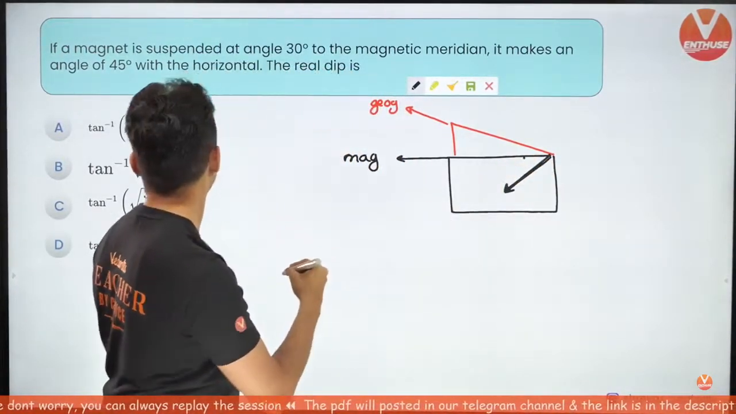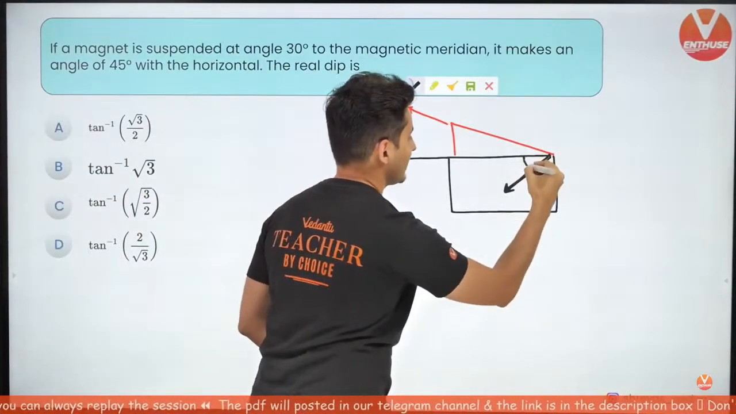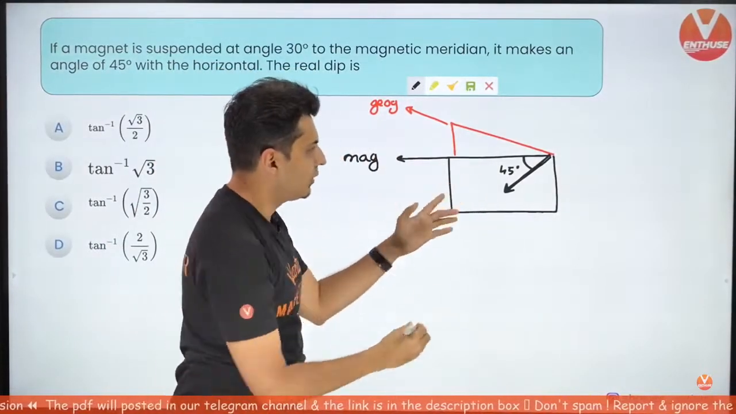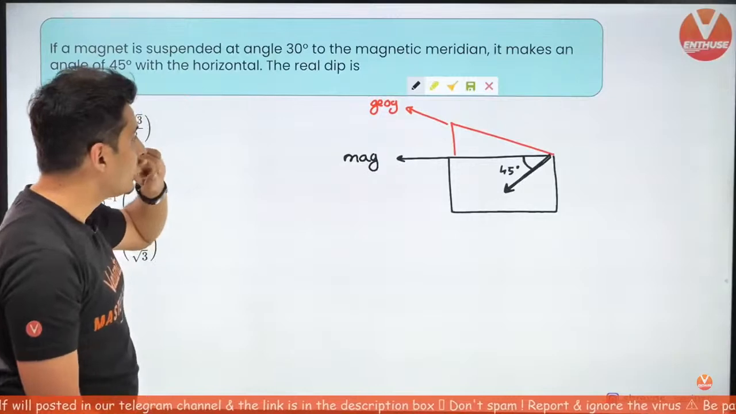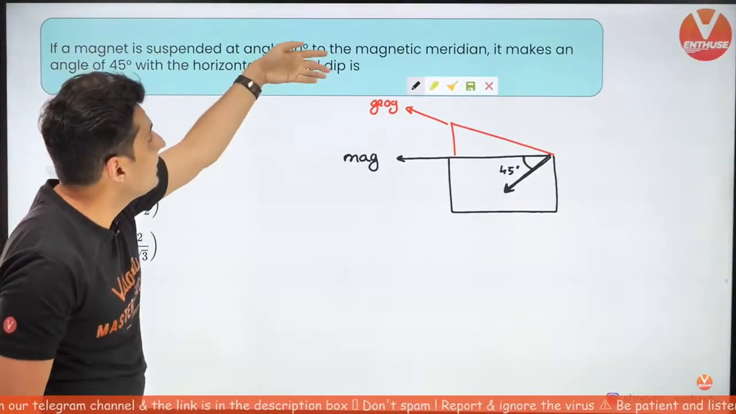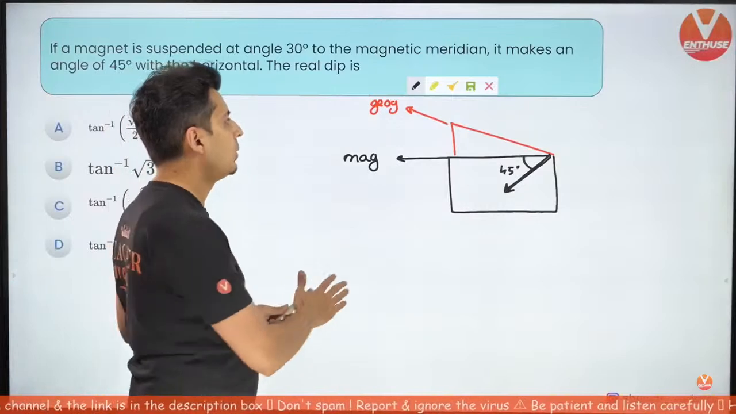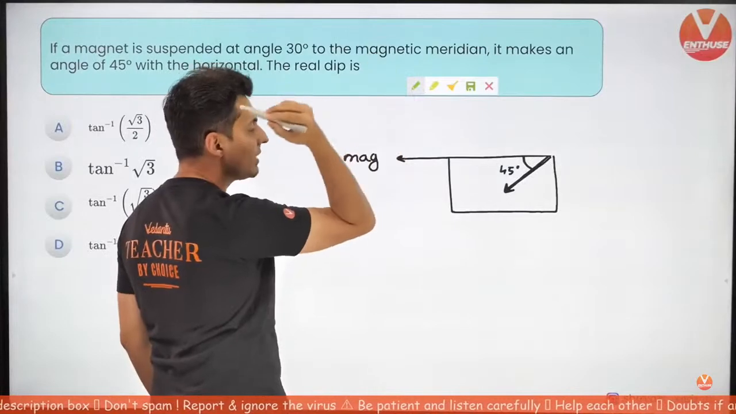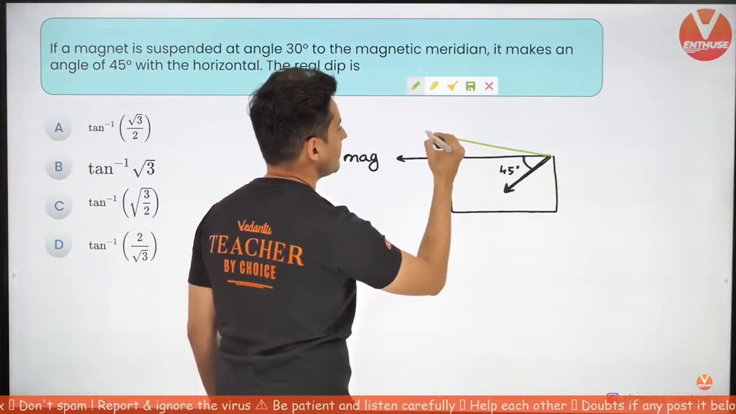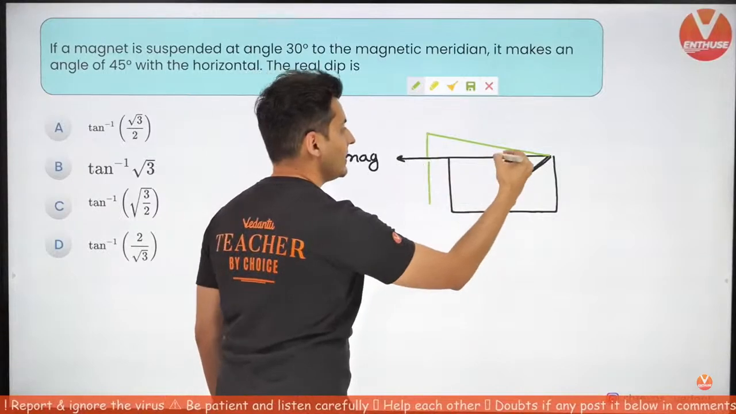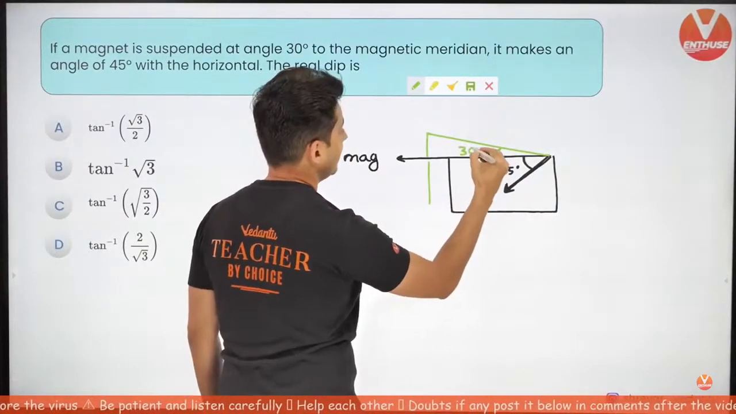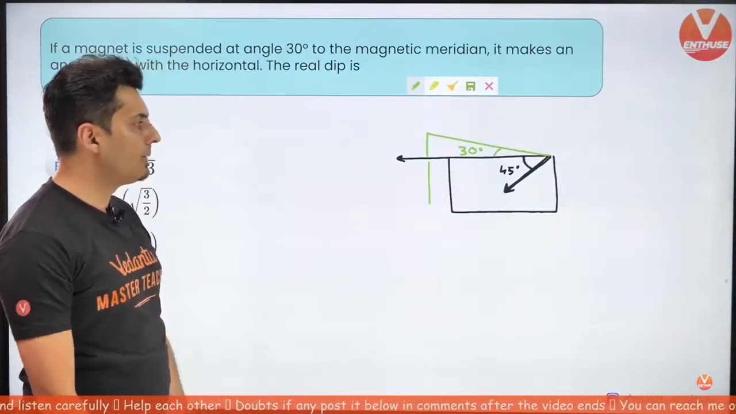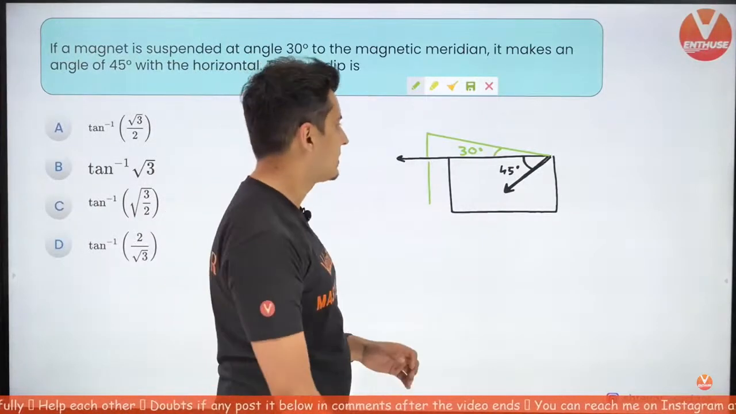That means, okay, it's like this. This is 45 degrees. Good. And 45 degrees with the horizontal. Fair enough. Now, the magnet is suspended 30 degrees to the magnetic meridian. So you are taking some random plane now, not even the geographical plane. Okay, let's say this is some random plane, and this is basically 30 degrees. The question is, what is the true dip angle? That's what has been asked.